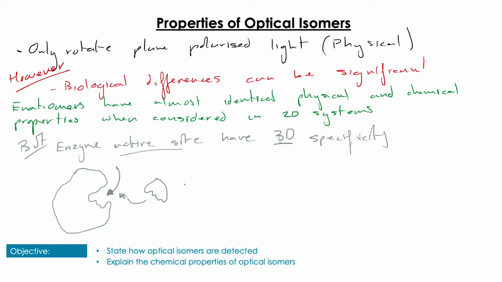However, if we take the substrate with exactly the same composition and just rotate one part of the molecule around, all of a sudden this will not fit into the active site, and the reaction will not be able to be catalyzed by the enzyme.